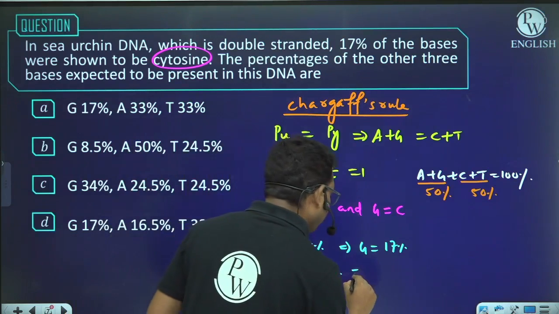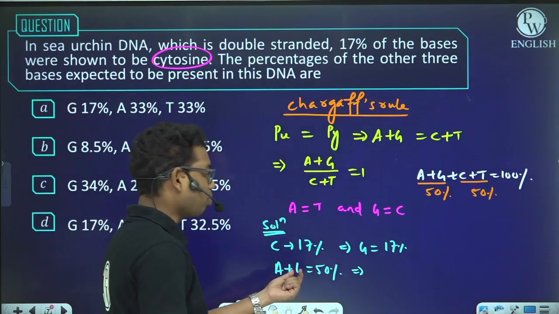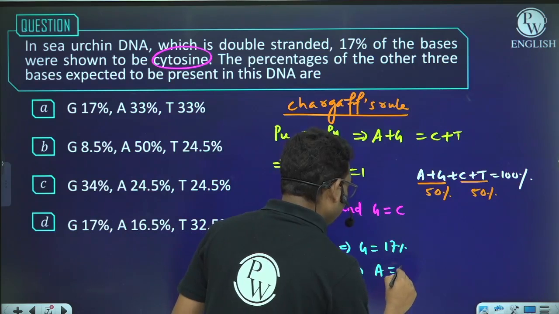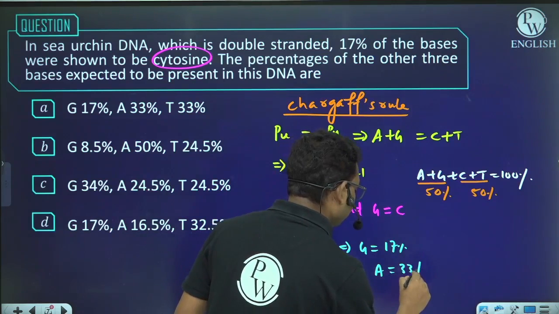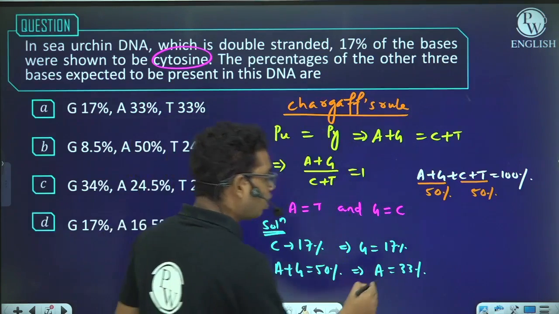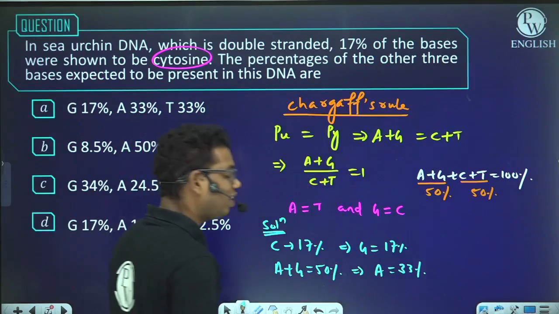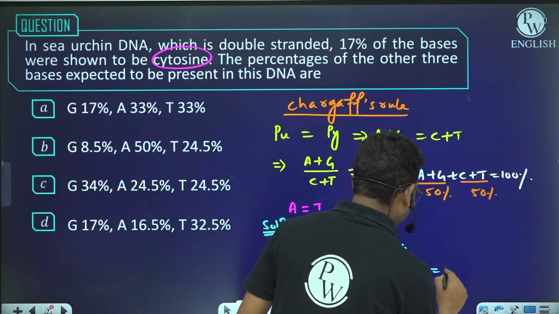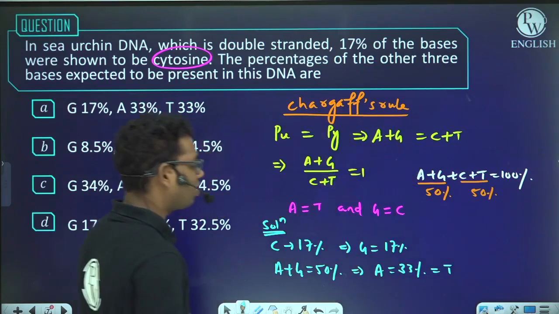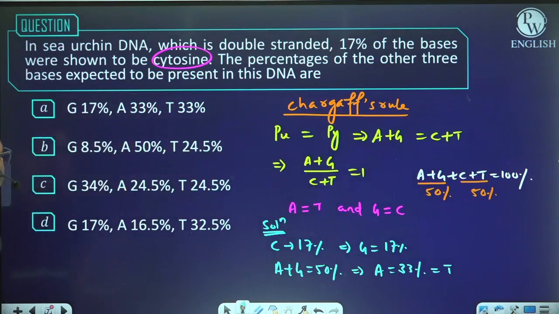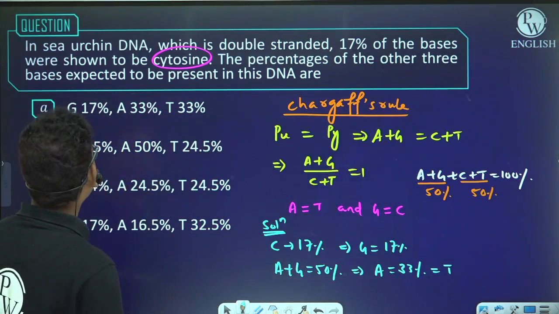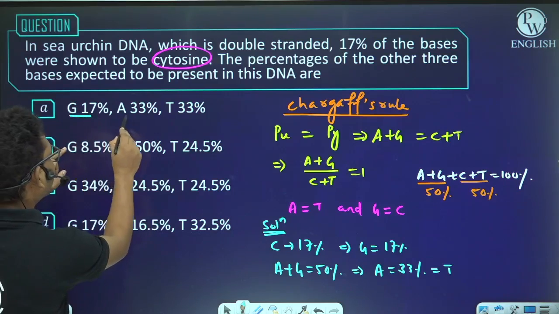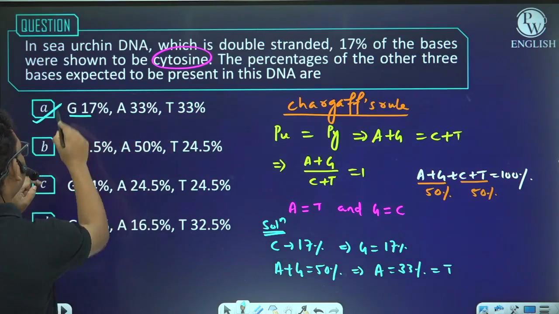Because G is 17%, A will be 33%. And because the amount of A is equal to the amount of T, the amount of T will also be 33%. Okay. So G is 17%, yes, it is right. A and T, they are 33%. So the answer will be A.